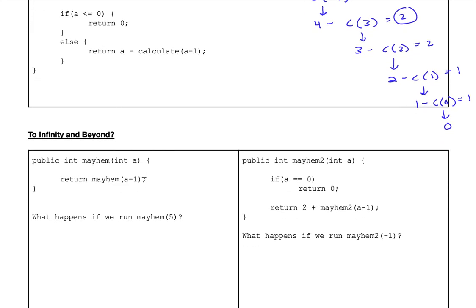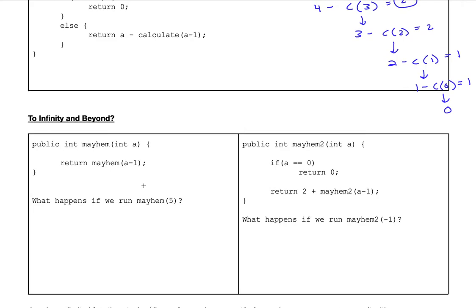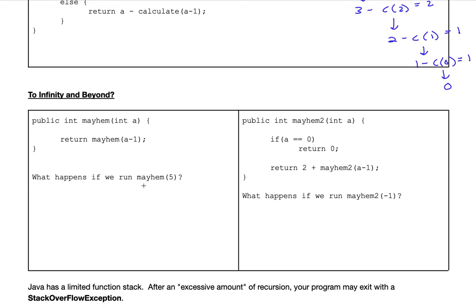So let's look at some code that has some issues. If we had this recursive function, you'll see that mayhem is calling mayhem, so it is recursive. What would happen if we did mayhem of 5? Well, mayhem of 5 would call mayhem of 4, which would call mayhem of 3, which would call mayhem of 2, and at some point you'd have to call all state.